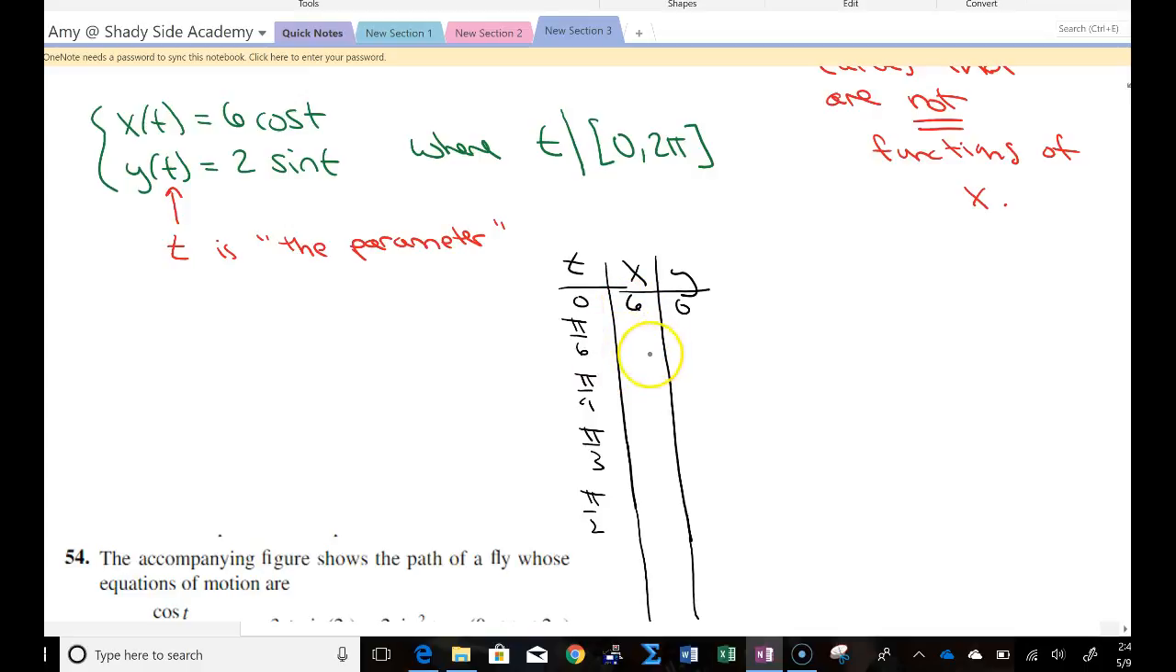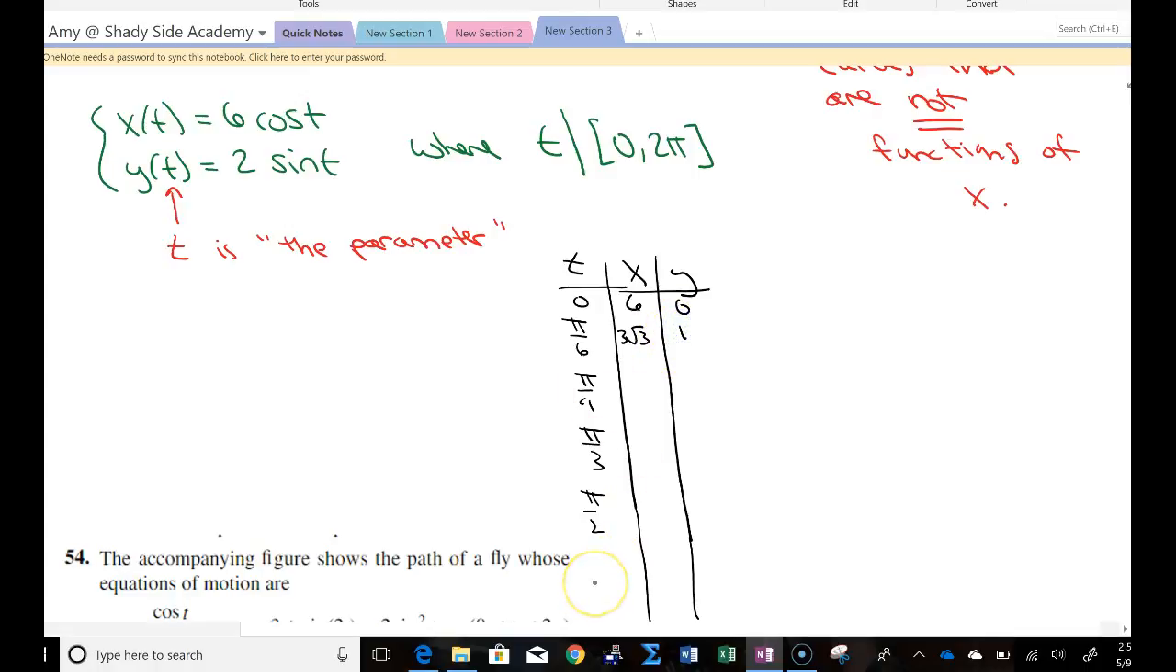I'm ready. X and Y for pi over 6. Go, go. Hello? Values? Oh my word. 3 radical 3, right? Yeah. Yes, 3 root 3. Everyone all right? All right. What's the y coordinate? Okay.